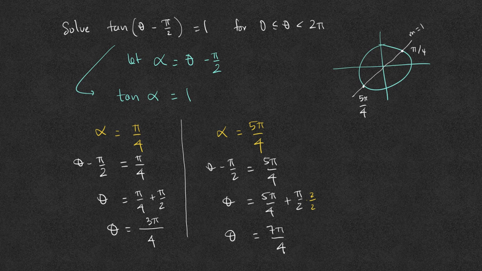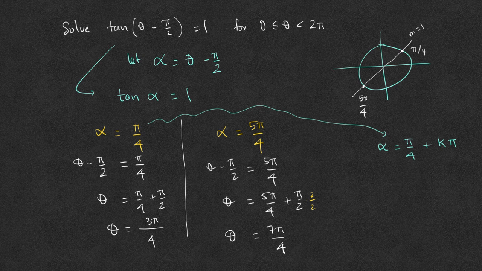Now, how do we know that these are all the solutions? In fact, we might miss something here. When we found alpha, because tangent has a period of pi, instead of writing alpha equals pi over 4, we should write this as alpha equals pi over 4 plus k pi, where k is an integer.